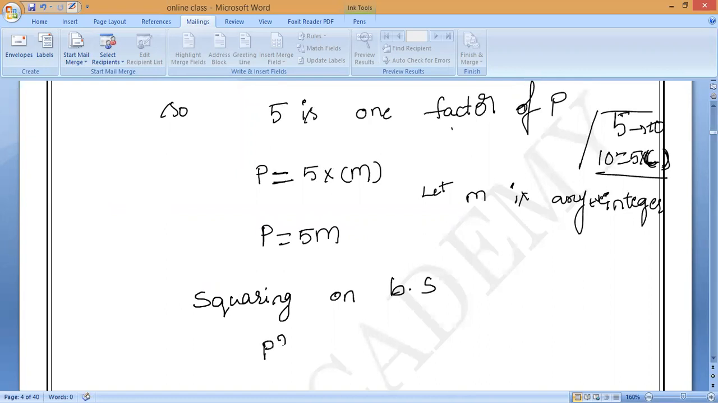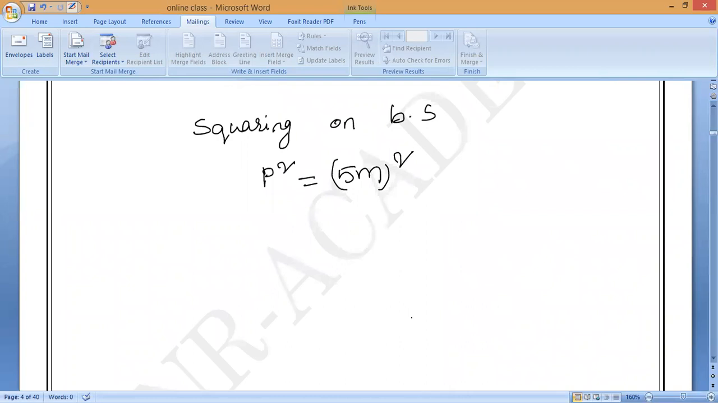So P square equal to 5M whole square. What is our equation? P square equal to 5M whole square. What is the answer? 5 square is 25, so 25M square. Correct? Do you understand? What is our P square?